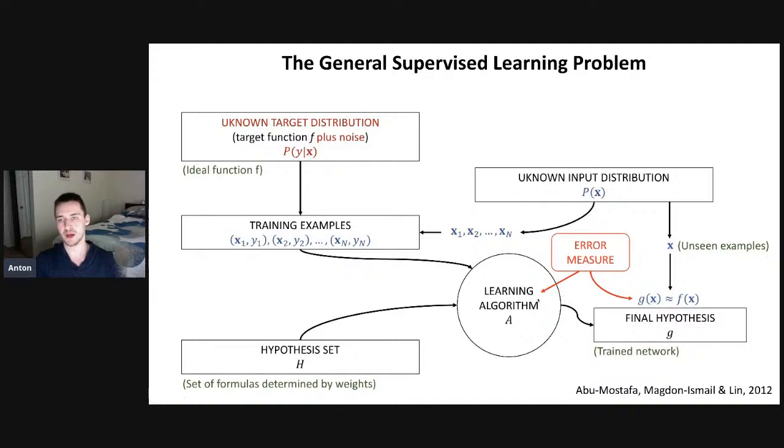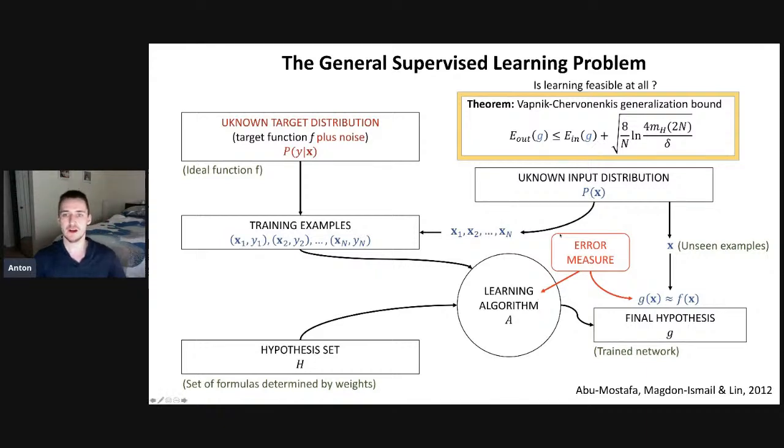We can also ask: is learning in general feasible? Is it feasible at all or not? In fact, it is, and we can have some mathematical guarantees for that. Imagine we have the in-sample error, which is the error within our training data set, how well our trained algorithm is performing on the training data. And we also have the out-of-sample error, which is the error on unseen examples, unseen x's. The error on unseen examples can be upper bounded by this formula. I'm not going to go into detail. The take-home message here is the feasibility of learning: this error can be bounded.